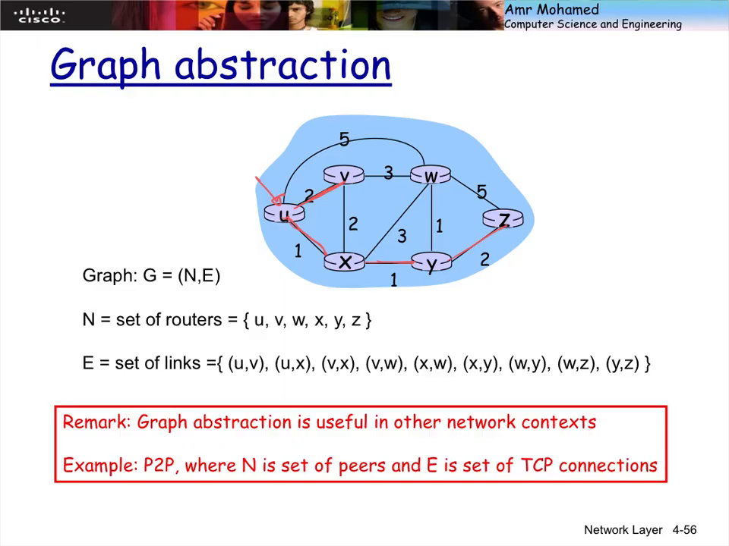U needs to know what? If I need to go to X, I need to go to this output port. If I need to go to V, I need to go to this output port. If I need to go to Z, I also need to go through this output port. If I need to go to Y, I also need to go to this output port, and so on. Eventually, this is what I need to store in the routing table. Okay? In the routing table, we store all the packet forwarding rules that I need to use.